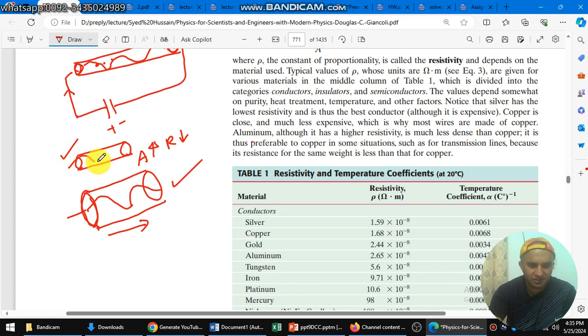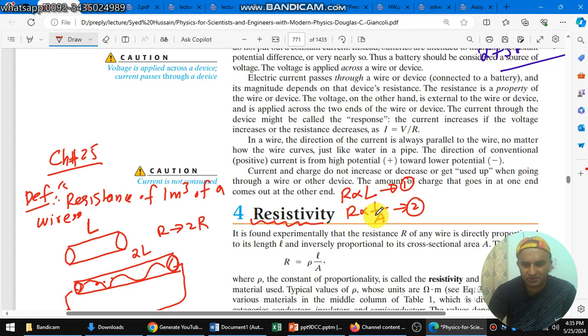It is very difficult to move the charges to the other end in a smaller area. It's just like a street. If you want to pass through a street and the street is narrow, it is very difficult for you to pass through. But if the street is wide, you can easily pass through. So if the area becomes large, the resistance becomes small. This fact can be written as resistance is inversely proportional to area.